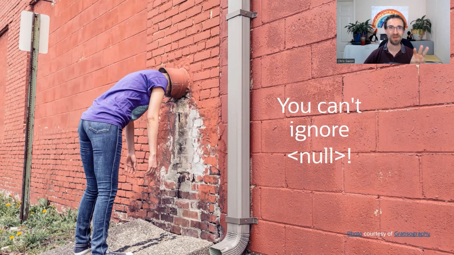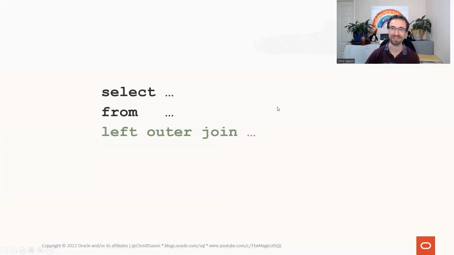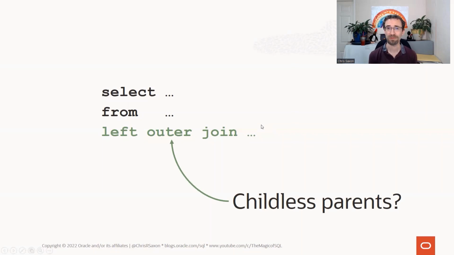So I'm going to run through three common examples where you're still going to encounter null, in rough order of how common I think they are. So first up, outer joins. With an outer join, what values do we get for the columns of the child table if there's no matching row for the parent? Well, they're all null.